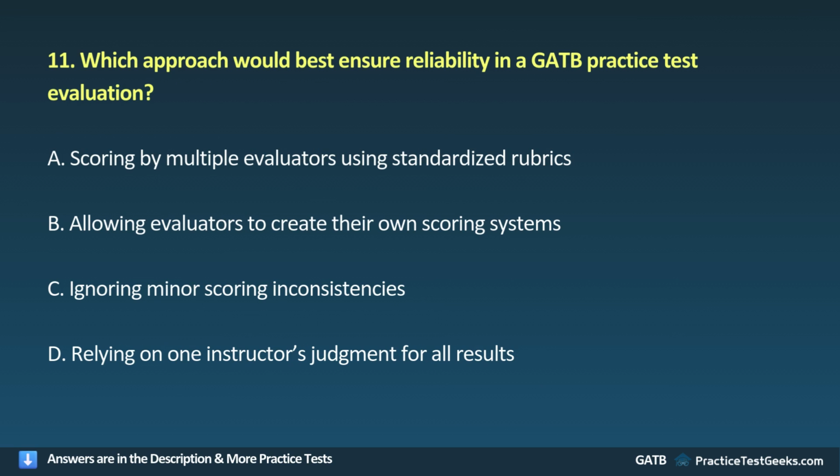11. Which approach would best ensure reliability in a GATB practice test evaluation? A. Scoring by multiple evaluators using standardized rubrics. B. Allowing evaluators to create their own scoring systems. C. Ignoring minor scoring inconsistencies. D. Relying on one instructor's judgment for all results.